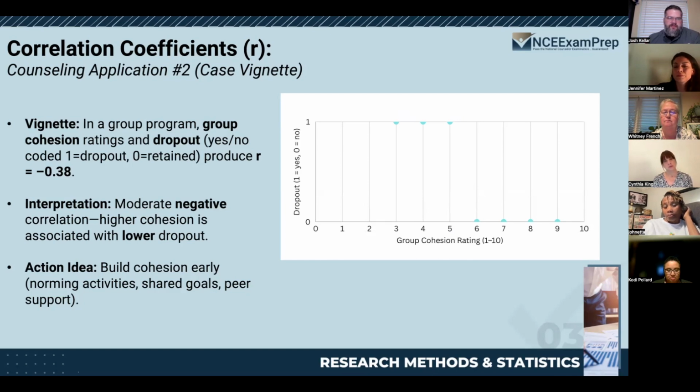So what we would draw from this is to build cohesion early in our groups, and then we can reduce dropout. Okay, you tracking? Would this be considered also a negative slope? This is a negative slope, because the lower cohesion ratings have a higher dropout rate. And as cohesion increases, dropouts decrease.